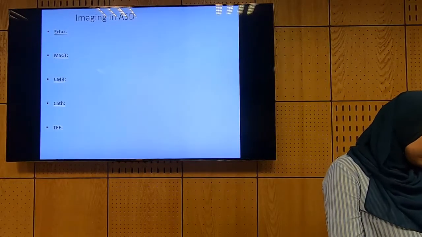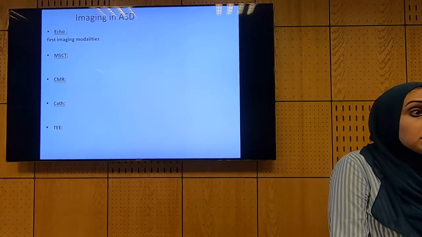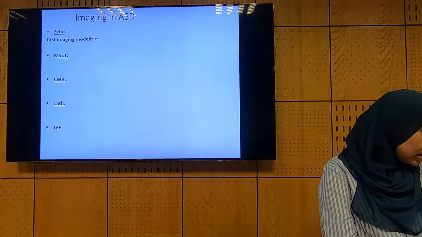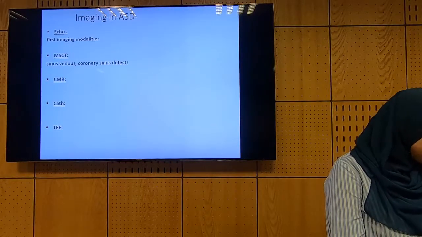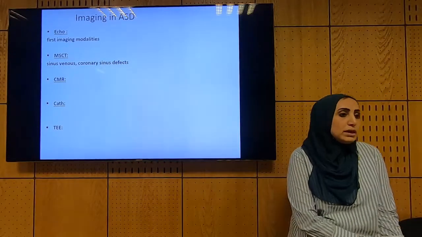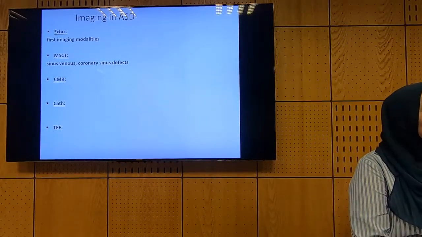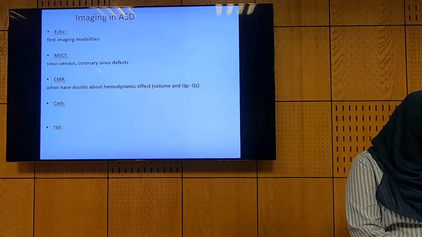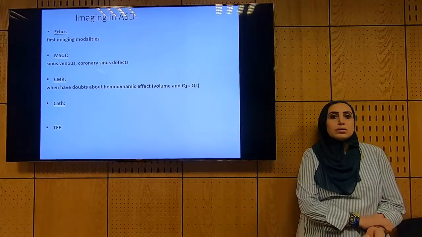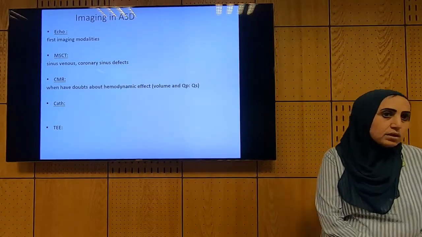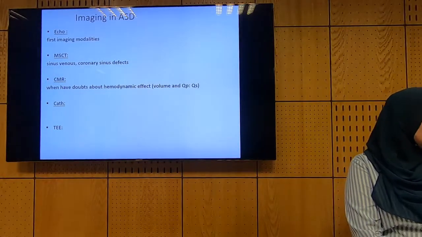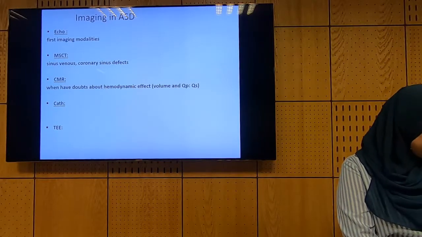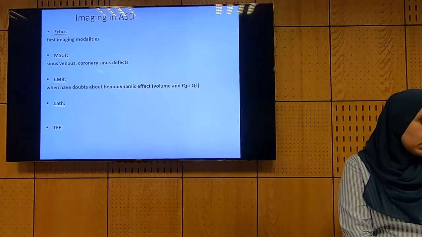In the imaging of ASD, echo is the first imaging modality, and as we have seen, all the ASD types can be detected by echo. Multi-slice CT might have a role only in the sinus venosus defect to detect which type of anomaly? Partial anomalous pulmonary venous drainage. Cardiac MRI, we keep for the question about the hemodynamic significance of ASD. To confirm that the ASD is significant, we measure the volumes of the ventricles and we can measure the Qp/Qs. Cath, when will we need a cath?